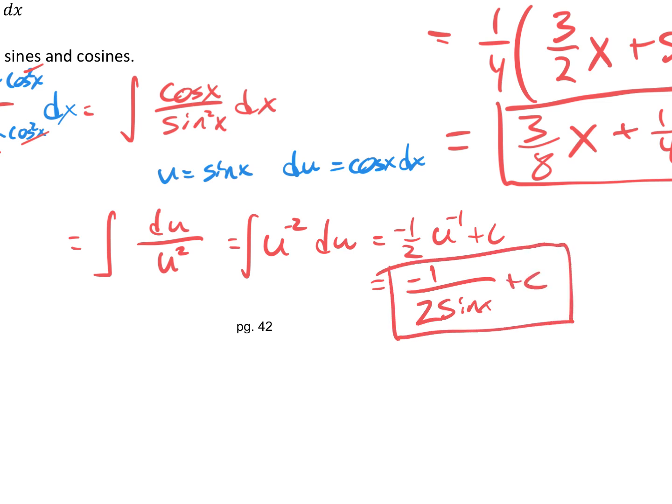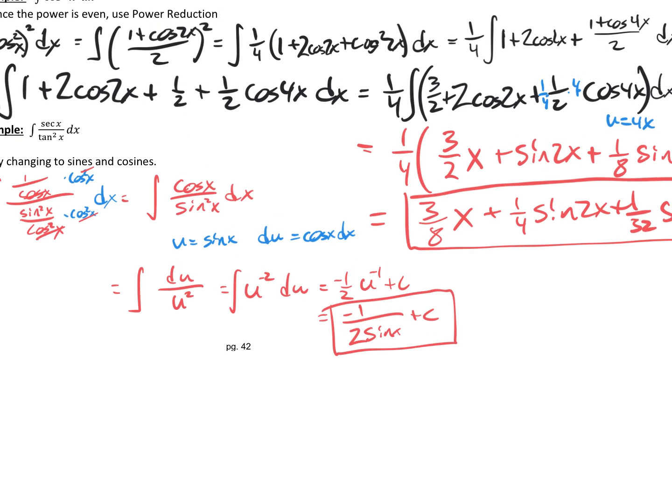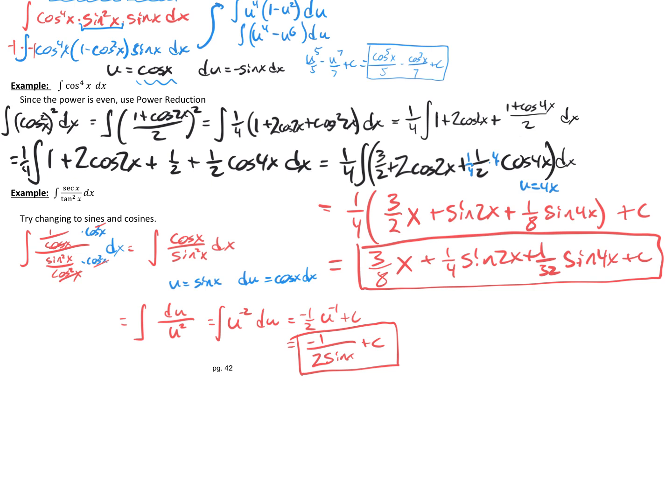All right. So there's another strategy. Going to sines and cosines can help because we have that u substitution. Derivative of sine is cosine, and derivative of cosine is negative sine. All right, so there's some strategies when we have trig in the problem.